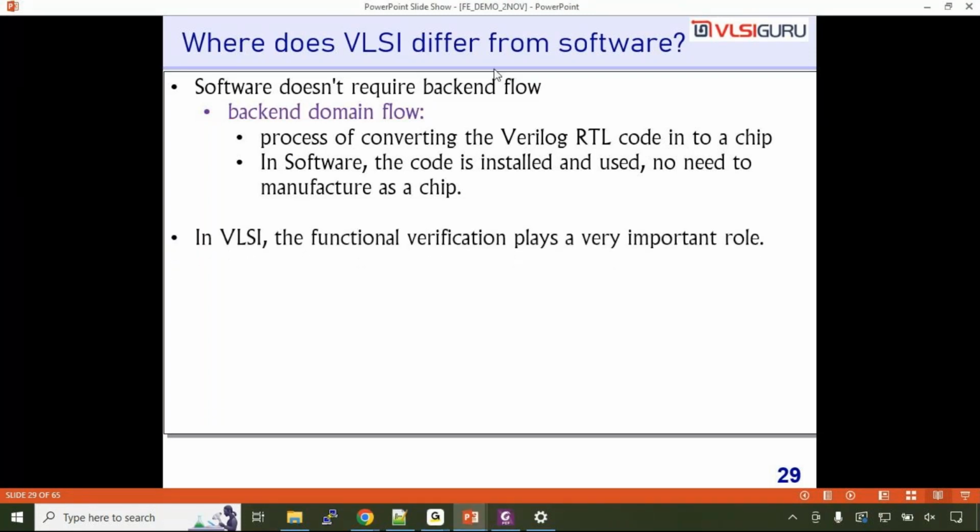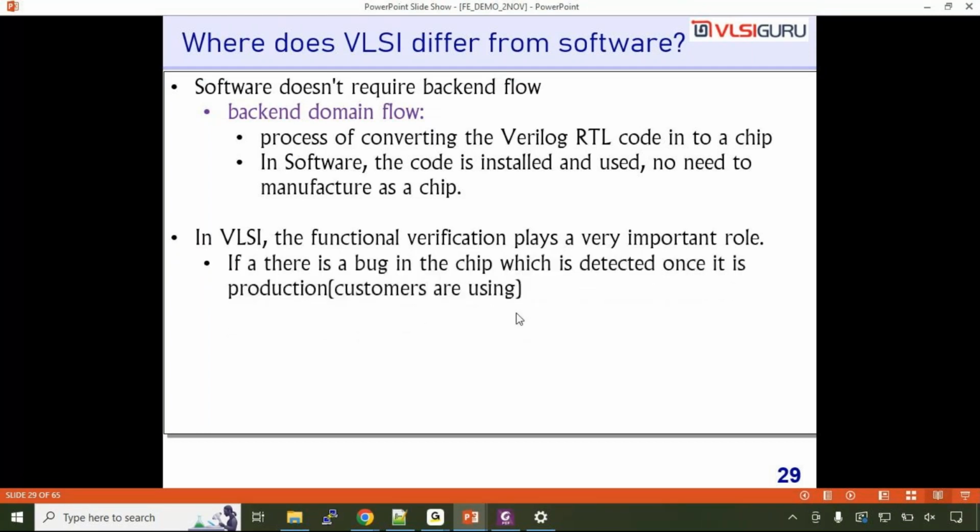In VLSI, functional verification plays a very important role. If a bug in the chip is detected once it is in production, and production means customers are using it, like this laptop is in production, then once the product is out and there is a bug, you cannot do anything. You have to throw it away and do the entire flow again.